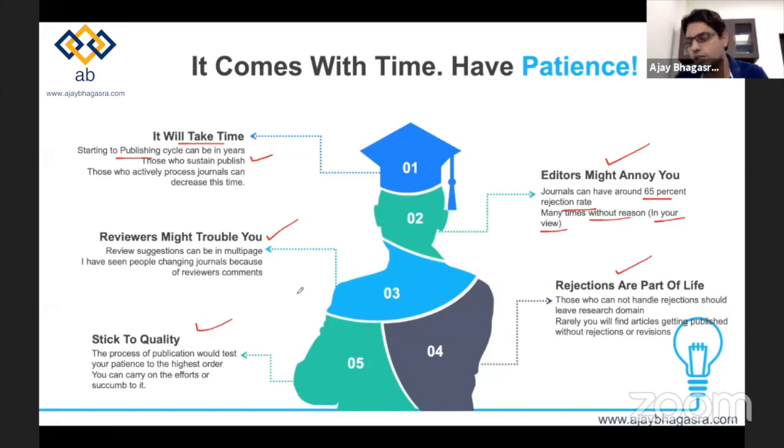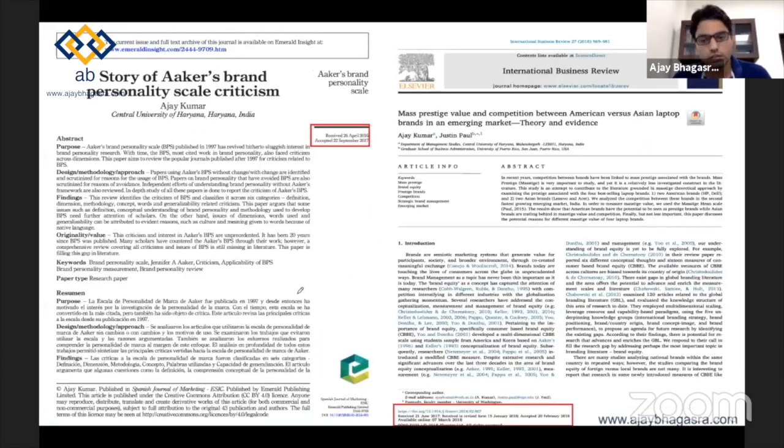So I'm being a little fast now. Now, this is a paper that I must tell you. You see this date. Let me read it for you. Received 26 April 2016. This is the date when I submitted this article to the journal, and it was accepted on 22nd September 2017. So 1.5 years it took for this journal to accept and publish this article. If you don't have patience, there is a problem.